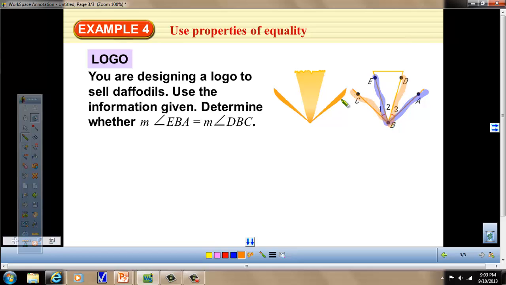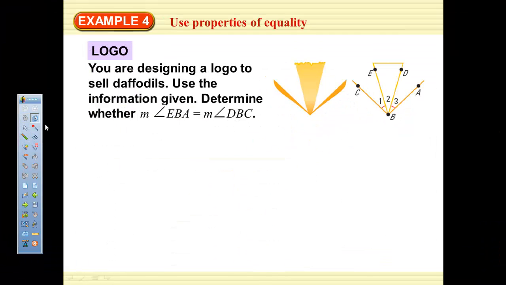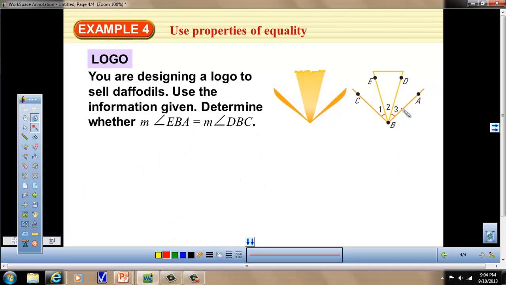Now, when you do proofs like this, what you want to do is kind of map it out ahead of time. And this will be a little tricky at first, but you'll get used to it. Now, we want to prove, again, EBA, let's go back one. We want to prove that this angle DBC and this angle EBA are equal.